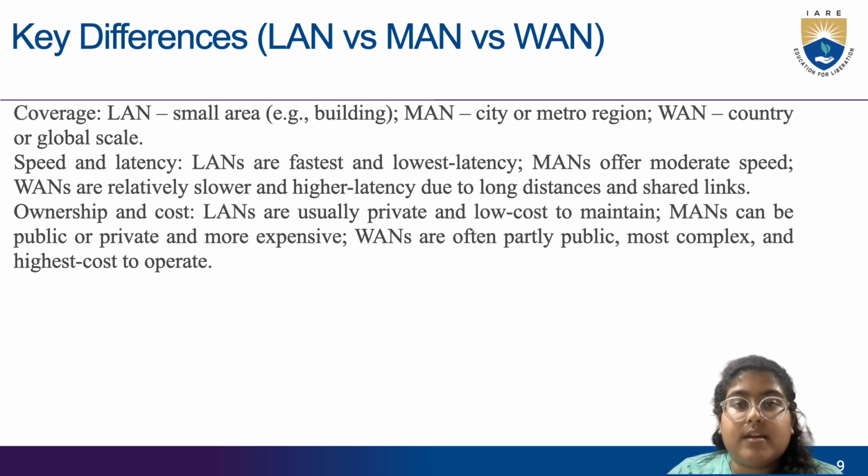Let us now compare these three network types. First, in terms of coverage, LAN covers small areas, MAN covers cities, and WAN covers global regions. Second, in terms of speed and latency, LAN is the fastest with the lowest latency. MAN is moderate, and WAN is slower with higher latency.